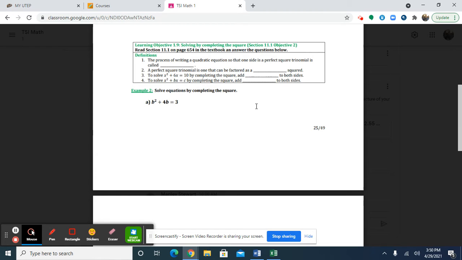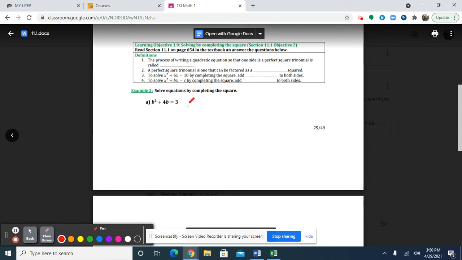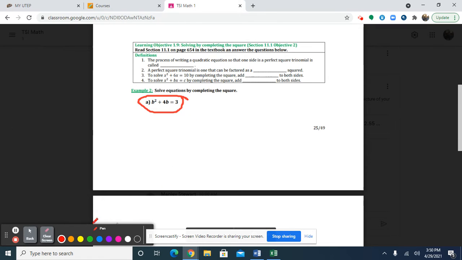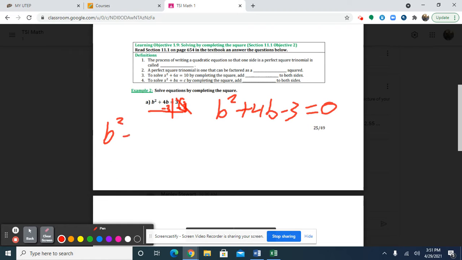So to find the discriminant, the first thing that we need to do is make sure that our quadratic equation is equal to 0. So what we need to do here is move over 3 by subtracting 3 from both sides. So b squared plus 4b minus 3 equals 0. To find the discriminant, we need to have the formula b squared minus 4ac.